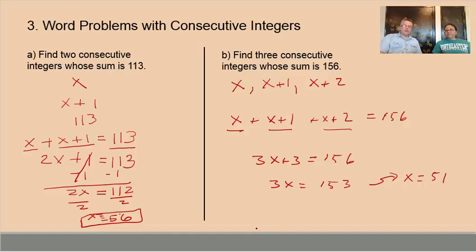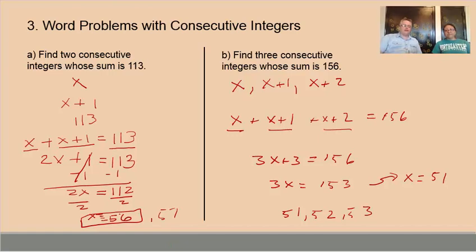So my three numbers would be 51, 52, and 53. Yeah, so those are the three numbers. So find three consecutives. And it works. When you add them up, you do get 156. And actually, for the first one, I didn't find two consecutive integers, so it would be 56 and 57. So we can add that there. Okay, so those are the actual numbers.